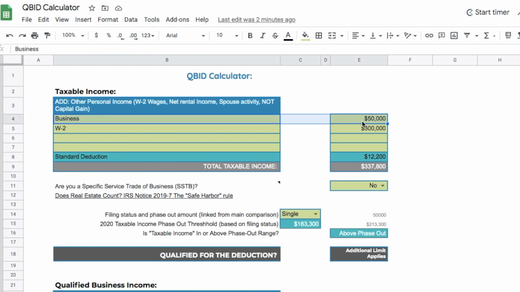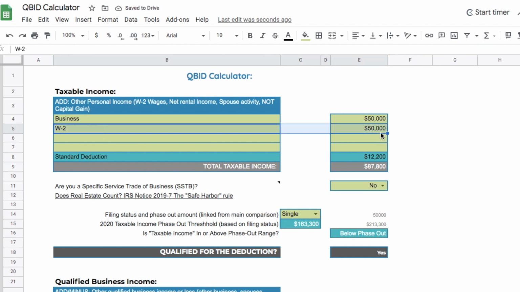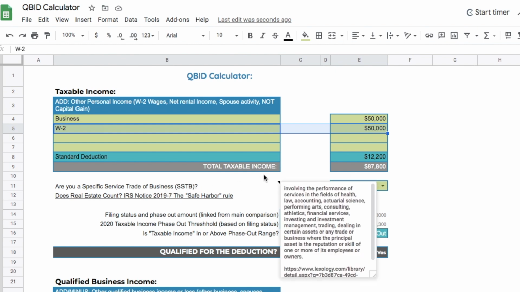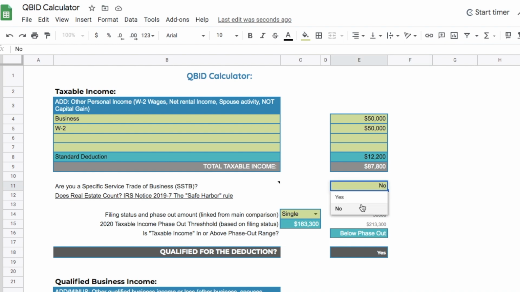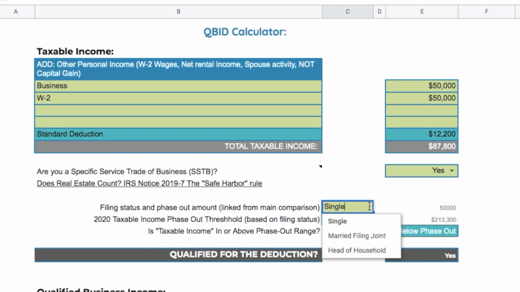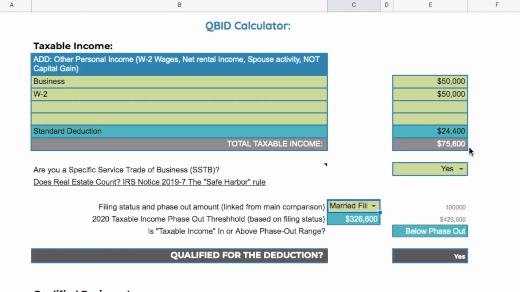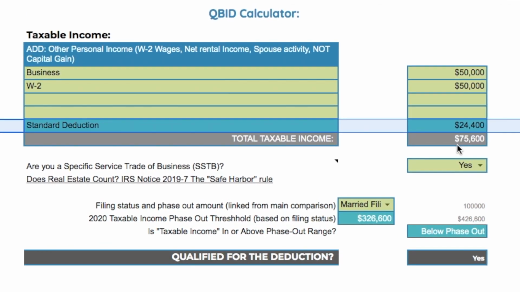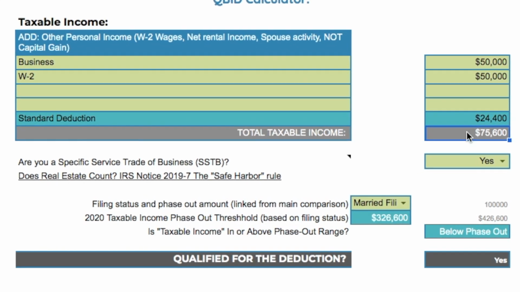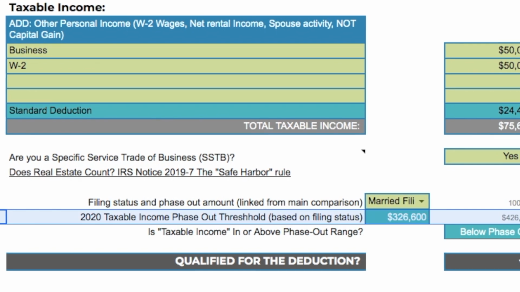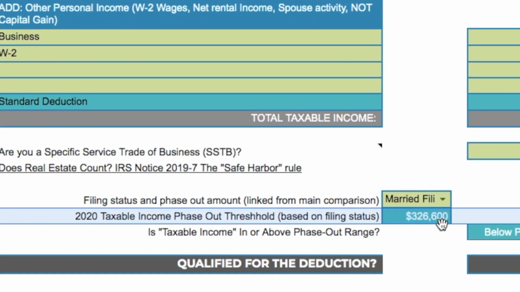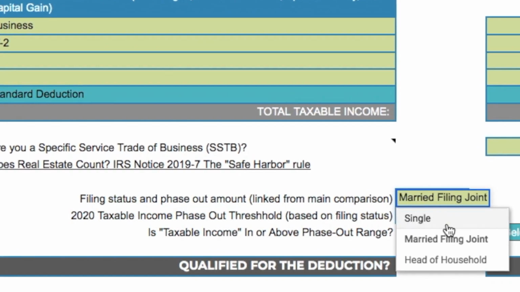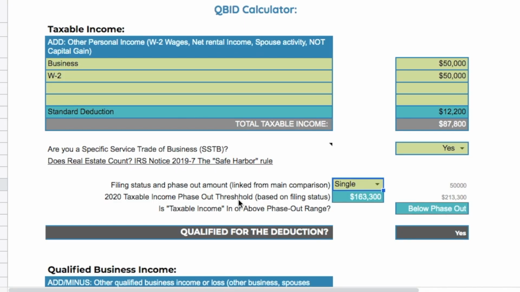So you can see I've added a business here. Our net income from our self-employed business is going to be $50,000, and we have W-2 wages of $50,000. So we got a job and a business. Now when we come down here, are you a SSTB? We just covered this. We got to say yes or no. So we'll say yes. Here we select our filing status, single, married filing joint, head of household, and that will change the standard deduction here that brings us down to taxable income. And of course, this taxable income number is what we're comparing to the threshold amount. So when we're married, you'll probably remember this number, 326,600. And if we are single, it's half of that. And so we're summarizing down here with these two questions for the calculator to work.